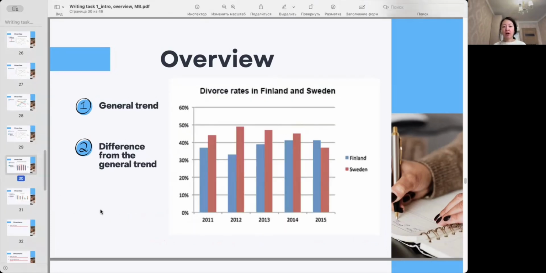If you look at this graph, it's a bar chart. It shows the divorce rates in Finland and Sweden. So what is the general trend? Just look and think about it.